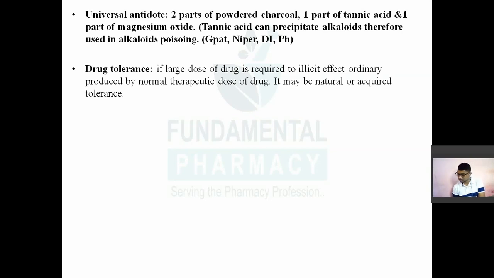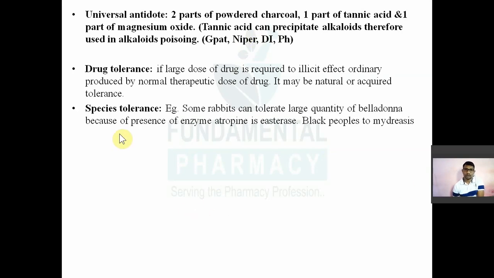Okay, so how does natural tolerance occur? Look, for example, species tolerance. So natural tolerance is a species tolerance. Like us humans, like rabbits, like pigs, dogs, so they are also animals. So species means the species of the animal: a dog, a horse, or cattle, or humans.